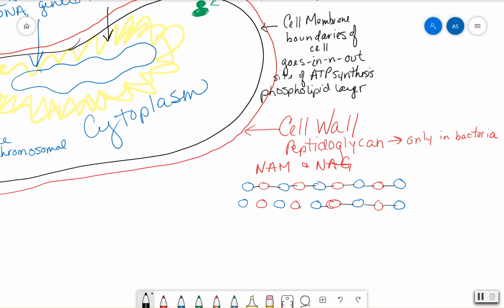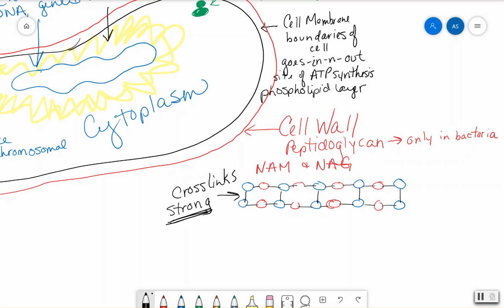But what makes peptidoglycan special, the important thing about peptidoglycan that you need to remember, is that the NAM subunits cross-link to each other with these glycan bonds. So these cross-links between the NAM subunits make the peptidoglycan very, very strong.